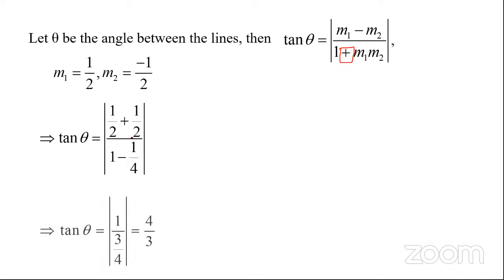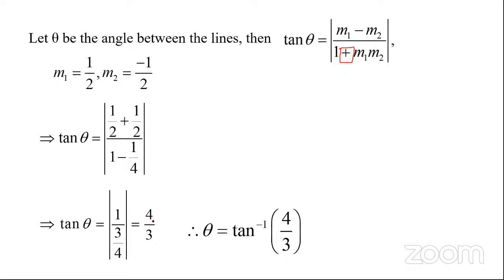Just solve this one. You will get 1 by 2 plus 1 by 2, which is nothing but 1. And this value is 4 minus 1 by 4, which is nothing but 3 by 4. So tan theta equals 4 by 3. We have to find the value, that is theta equals tan inverse of 4 by 3. This is the finding of the angle between the two lines lying on the parabola and the endpoints of the latus rectum.